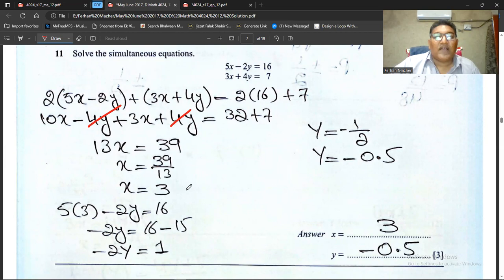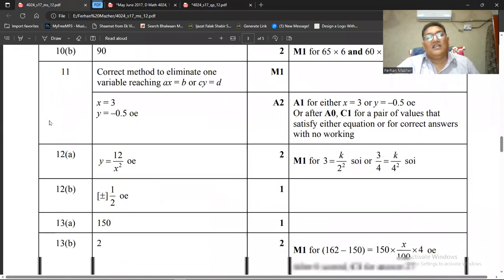Now, you know the value of x. Just put this value into the first equation. So 5 into 3 minus 2 into y equals 16. So minus 2y will be equal to 16 minus 15, and minus 2y is equal to 1. So y will be equal to minus 1 by 2. So y will be equal to minus 0.5. So x is 3 and y is minus 0.5.